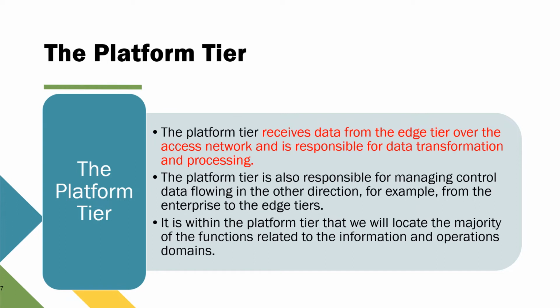The platform tier is also responsible for managing control data flowing in the other direction, for example, from the enterprise to the edge tier. So it becomes the middleman in between the edge tier and the enterprise tier. It is within the platform tier that we will locate the majority of the functions related to the information and operation domains.